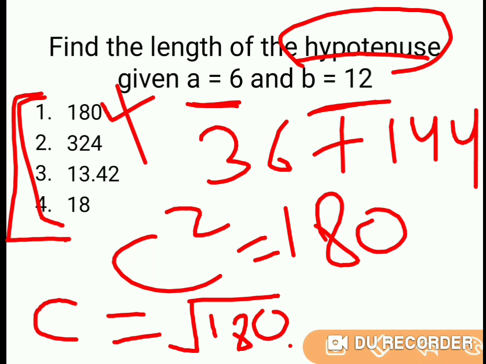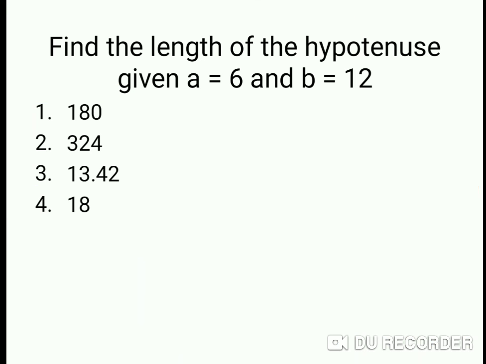If you find the square root of 180, that would be approximately 13.42. So your correct answer is 13.42. We will check which is the correct answer. So the correct answer is 13.42.